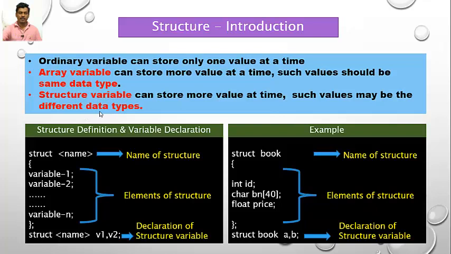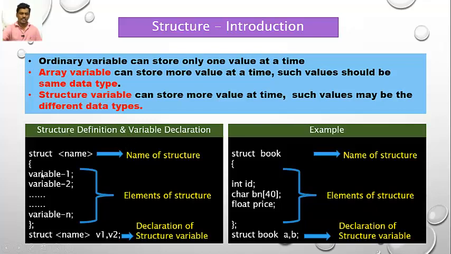So an ordinary variable can store only one value at a time. An array variable can store more values at a time, but such values should be the same data type. A structure variable can store more values at a time, and such values may be different data types. A structure variable consists of different data types. In a single variable, we can store more values.